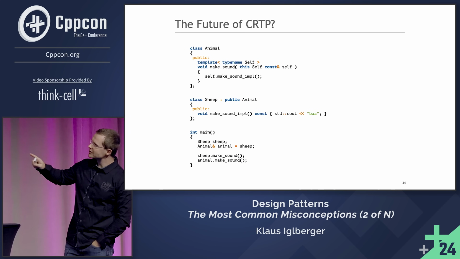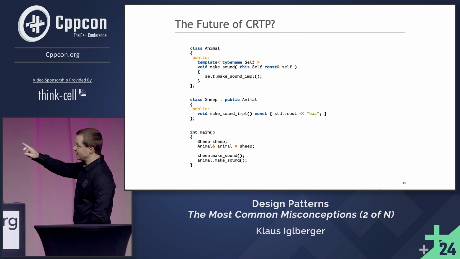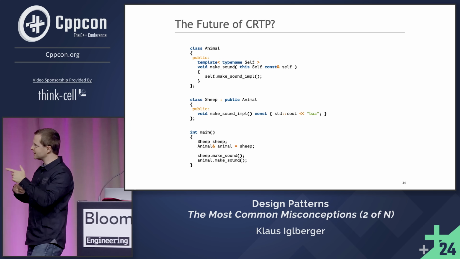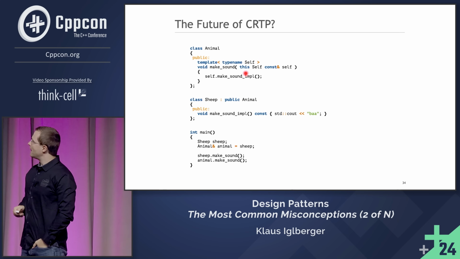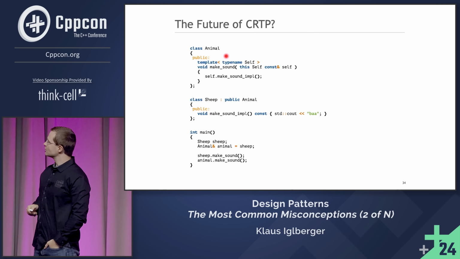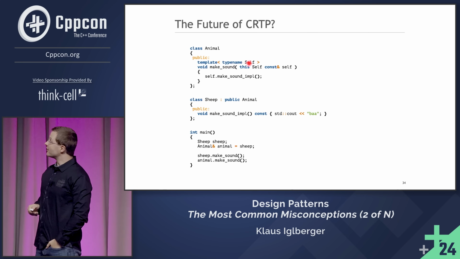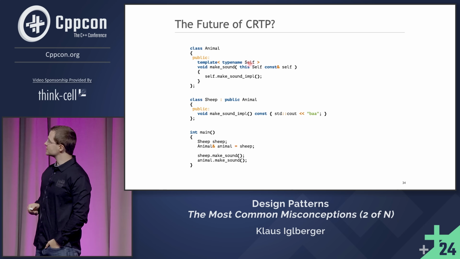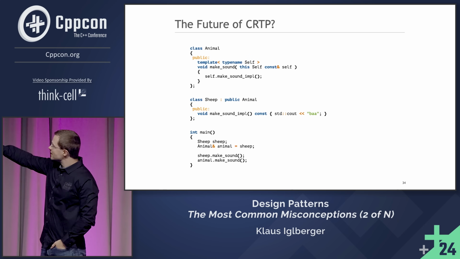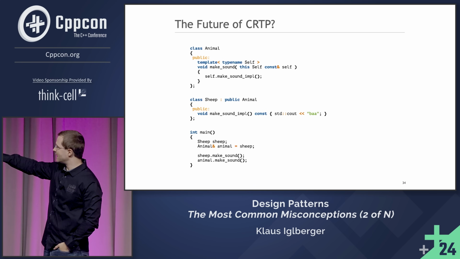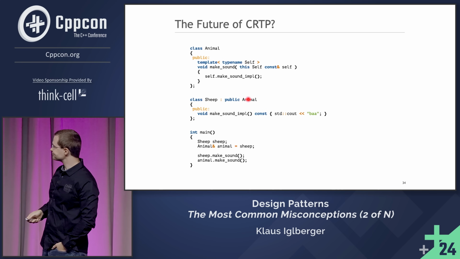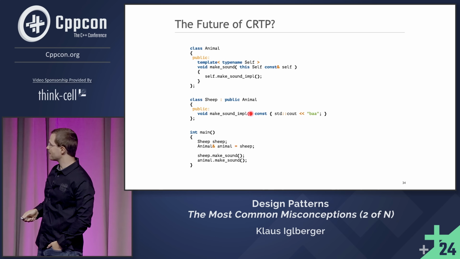However, let's take a closer look at their example. Again, I've tried my best to get the gist into the animal shape example. So I have this animal base class with a makeSound function. Now this time, I deduce self. Oh, this is wrong. Ignore this. So I call a makeSound impl on the derived class. And in the derived class, I provide the encoding function.